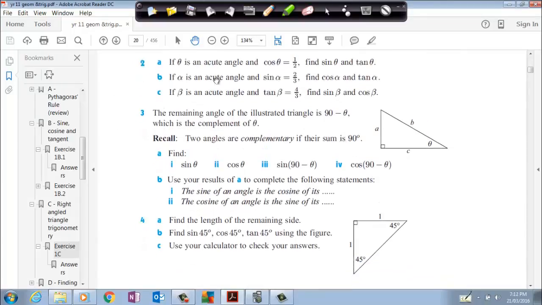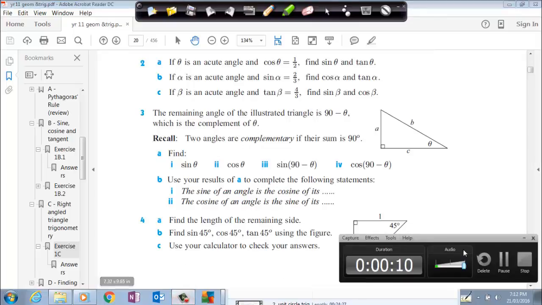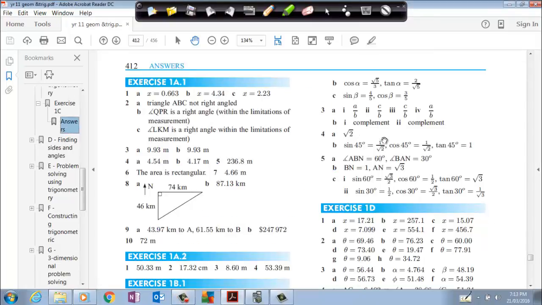Okay, just pause the video and you can do part B and C and come back and check the solutions. And here are the solutions, part B and part C.